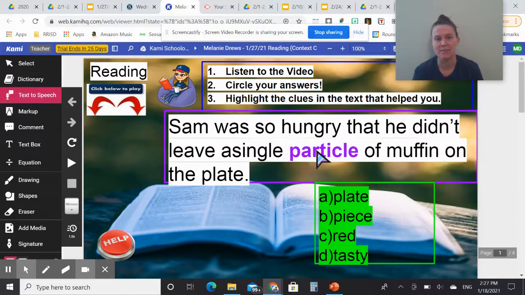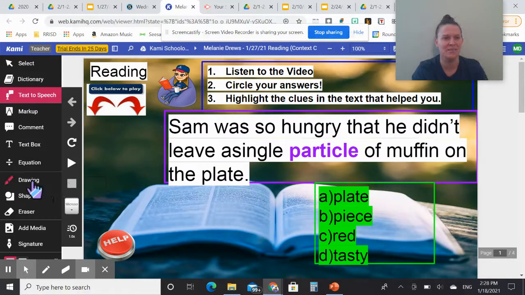of muffin on the plate. Okay, so as I was reading that, okay, Sam's really hungry. He's not leaving a single particle of muffin on the plate. Okay, so he's really hungry. All right, so I'm going to go down here and I'm going to think like plate. If he's really hungry, I don't think it's about a plate of a muffin, right? I could do that substitute and try plate of a muffin.